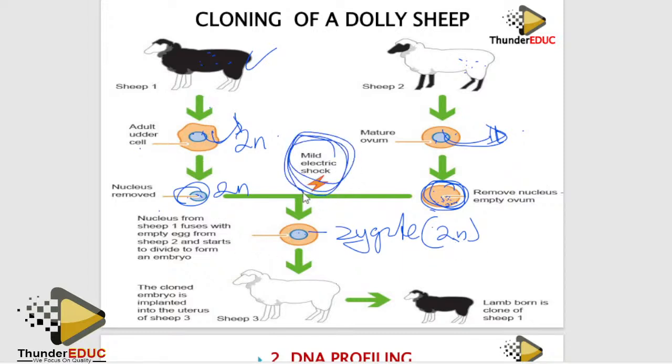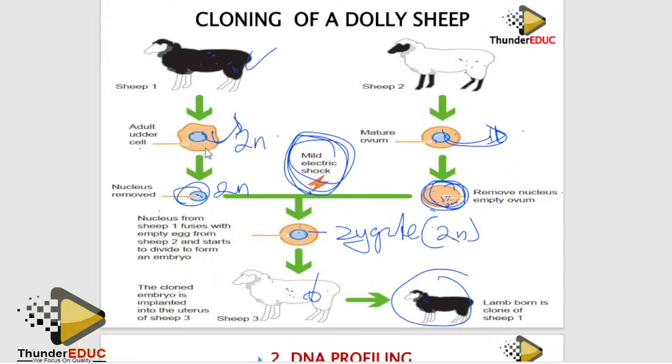So now which method do we use? They also ask you about the method. It is mild electric shock. Then you have the foster mother here, and then we bring this, we put it in here, and after putting it here, this one starts to develop that embryo, and then it forms the baby. This baby is exactly the same as this.